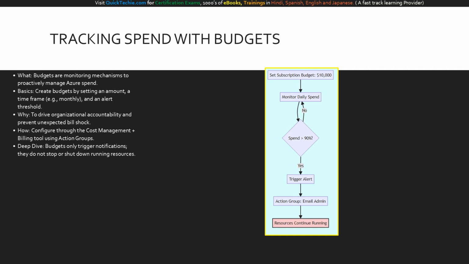Why do we use them? To drive organizational accountability and ensure business units understand their consumption. How do you set them up? You access the Cost Management plus Billing blade in the portal and configure the budget parameters. Here is a crucial deep dive fact.